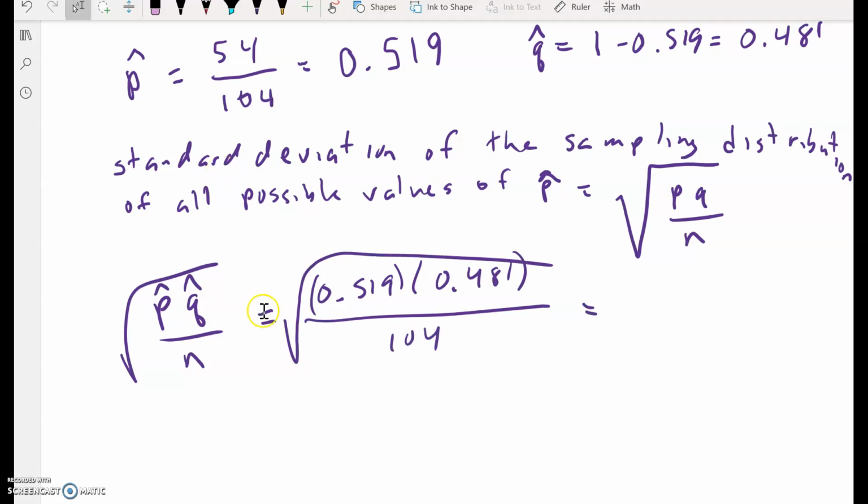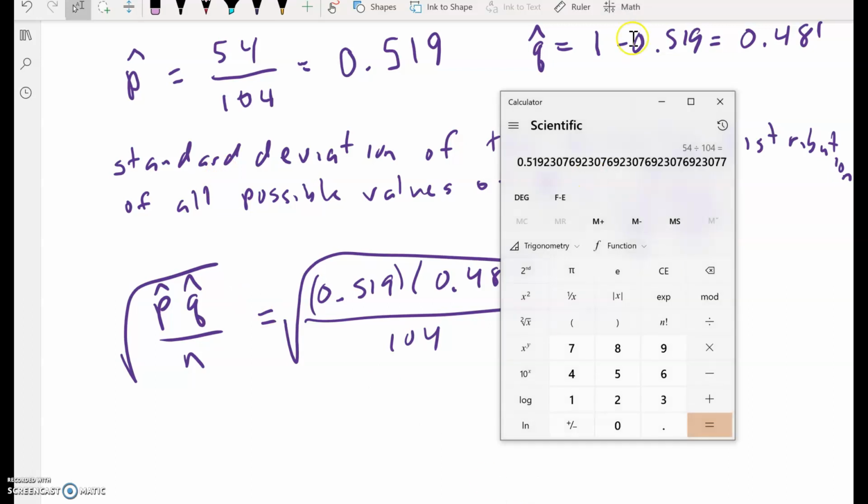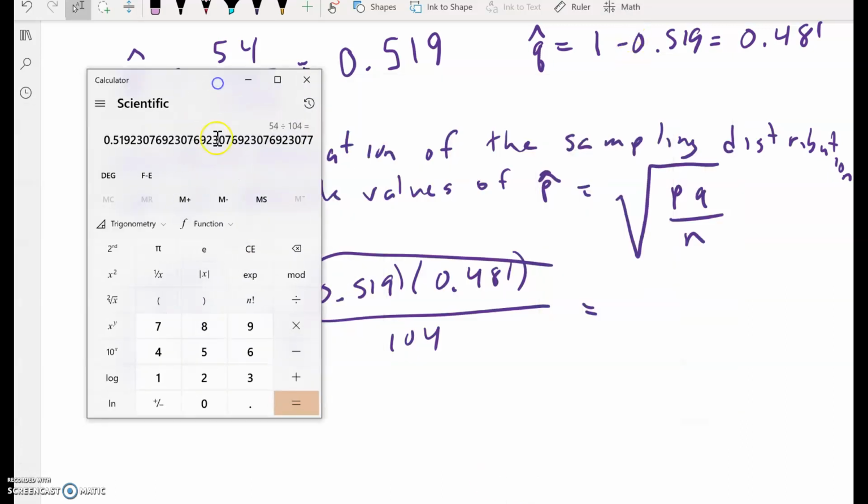Okay, well, let's see what we get here. So calculator time. Press clear. So 0.519 times 0.481 equals 0.249. Divide that by 104. We get 0.002. Take the square root. Okay, 0.04899. Let's just round that to 0.049.